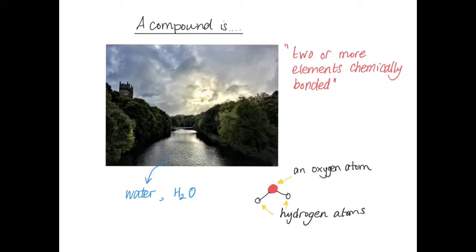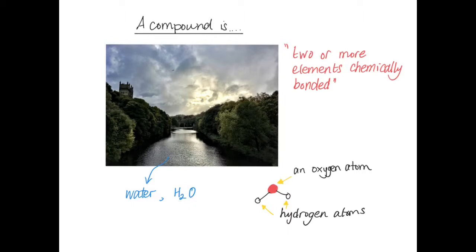A compound is two or more elements that are chemically bonded. For example, water. Now it contains hydrogen, that's an element, and it contains oxygen, that's an element. But they are joined together chemically and you can't separate them. So it's difficult to get hydrogen and oxygen out of water.